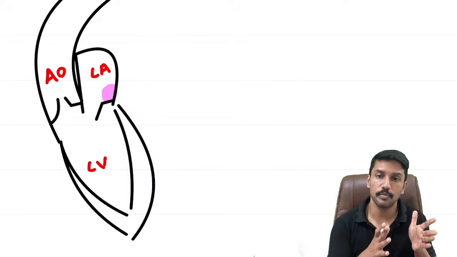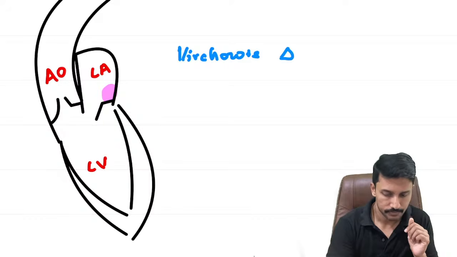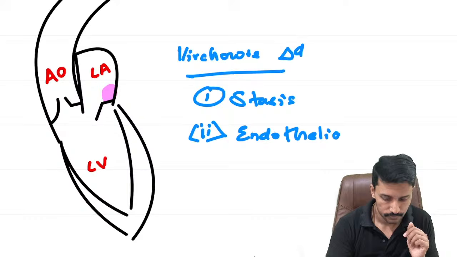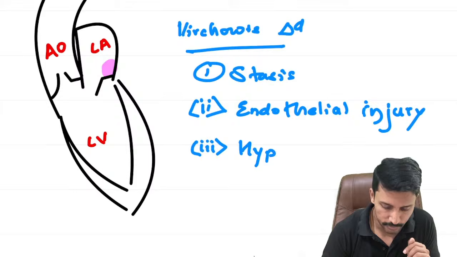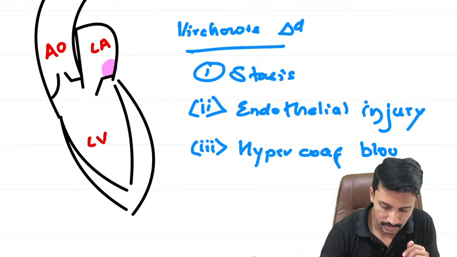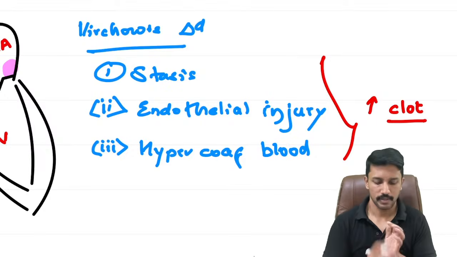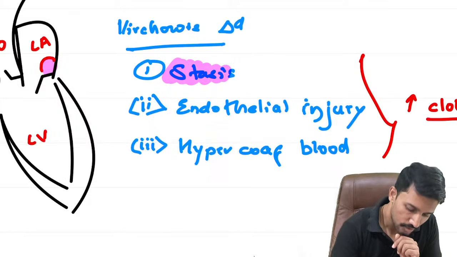And then there was this person called Virchow, who had said that if there are three things, it increases the risk of formation of a blood clot, right? What are the three things he had said? What you call Virchow's triad? Virchow's triad had number one, stasis. Number two, endothelial injury. Number three, hypercoagulability of the blood. So when these three things are there, they increase the risk of formation of a clot. So here, out of those, one of the components I am providing is stasis.